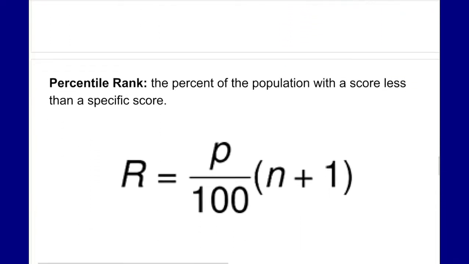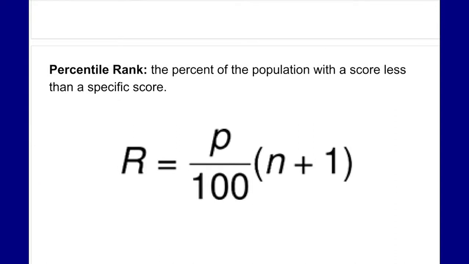Percentile rank is a little bit different. This is the percent of the population with a score less than a specific one. Here we would be given a percentile, and we want to figure out what score is at that percentile. So P refers to our percentile, and N again refers to the total number of values. One formula we use to find what percentile a score is in, the other we use to find what score is in a specific percentile.